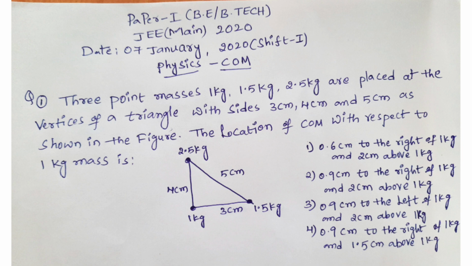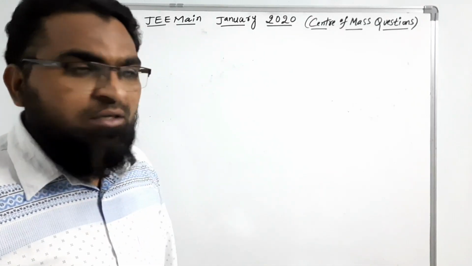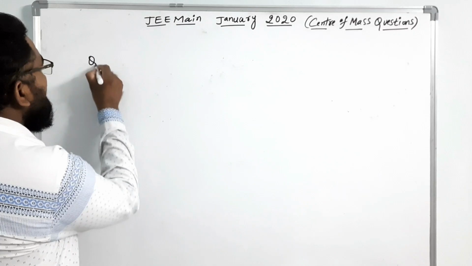Three point masses of 1 kg, 1.5 kg, and 2.5 kg are placed at the vertices of a triangle with sides 3 cm, 4 cm and 5 cm as shown in the figure. The location of the center of mass with respect to the 1 kg mass is? I hope you understood this question. Here a triangle is given. This is question 1.